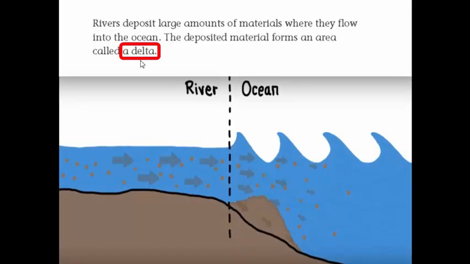Teacher, we don't understand the meaning of this word delta. Okay, now let's imagine together. I have here the river, and the river moves until it meets the ocean. Here, the river meets the ocean. Look at these small particles. It's large amounts of materials, like here. Rivers deposit large amounts of materials. When the river moves, it takes a large amount of these materials together and accumulates these materials right here.